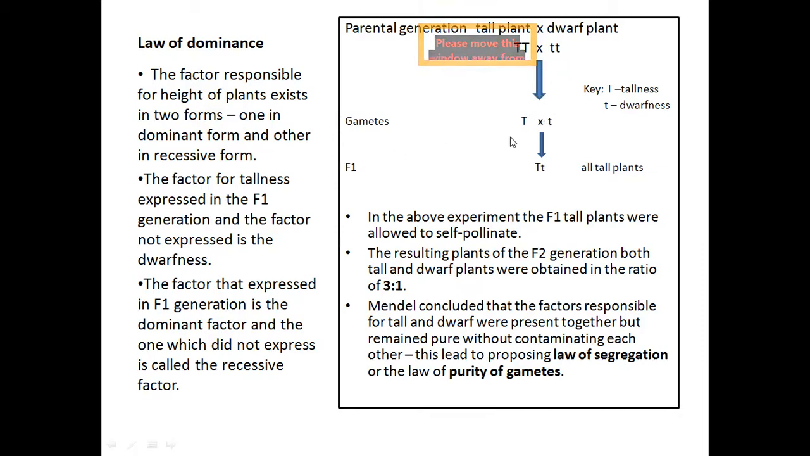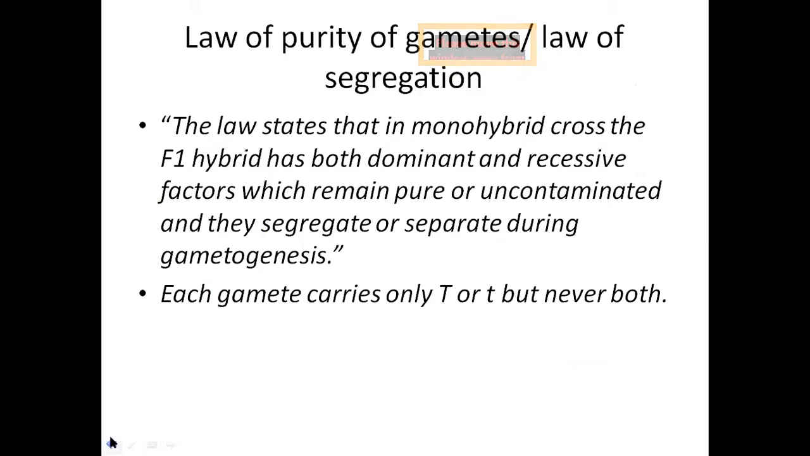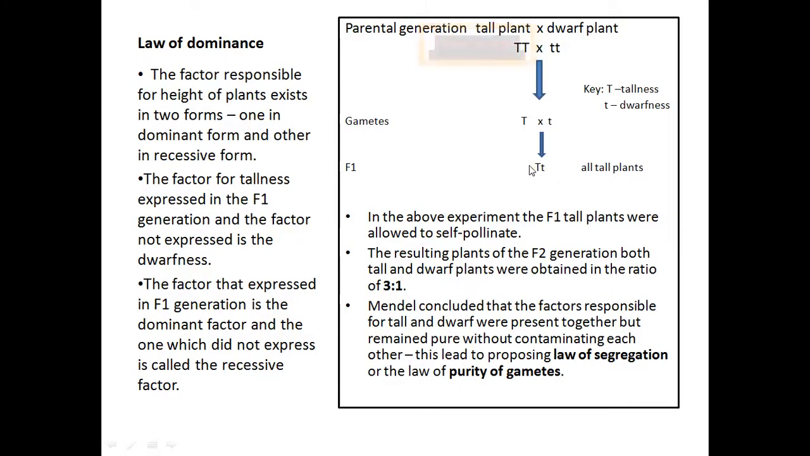Now, in the F1 generation after crossing, we see capital T and small t coming together. Since there is the presence of a dominant character, that is capital T, all the plants of the F1 generation are tall plants. If these tall plants obtained in the F1 generation were allowed to self-pollinate, then in the F2 generation Mendel observed that 75% of the plants were tall, but surprisingly, 25% of the plants were dwarf. So tall and dwarf plants were present in the ratio of 3 to 1.